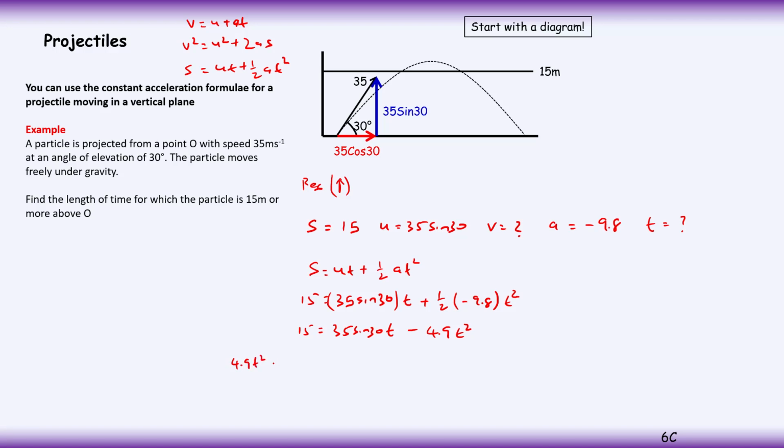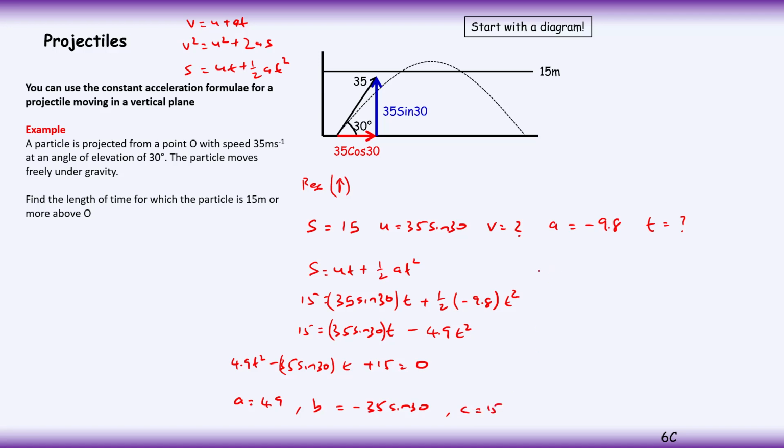4.9 T squared minus 35 sine 30 times t rather. I'll put brackets around that to avoid any confusion. Plus 15 is equal to 0. So I've got a quadratic equation with a equals 4.9, b is equal to minus 35 sine 30, and c equals 15.